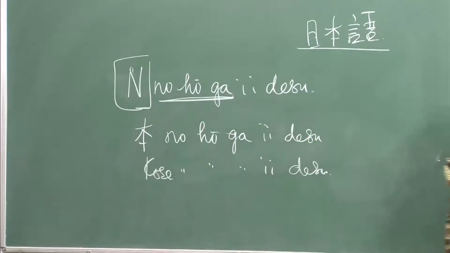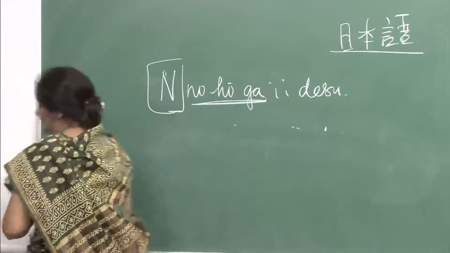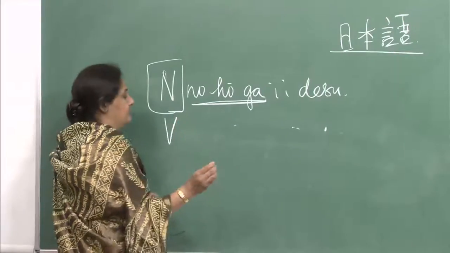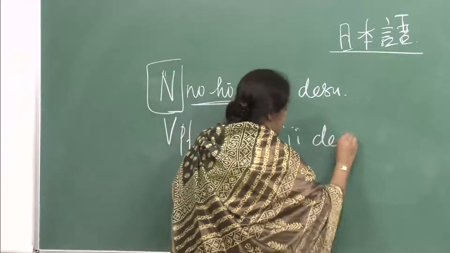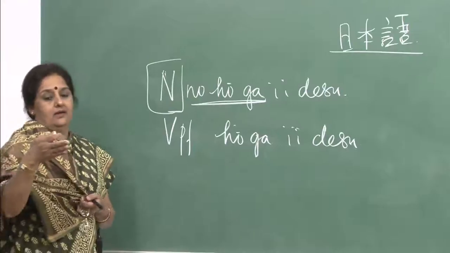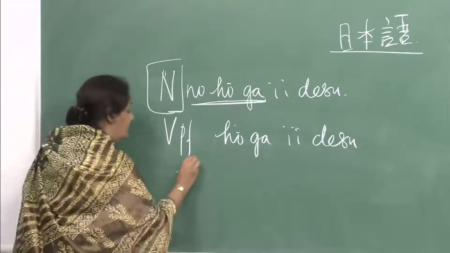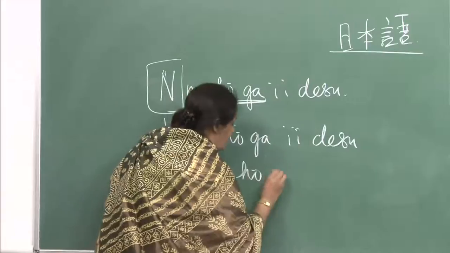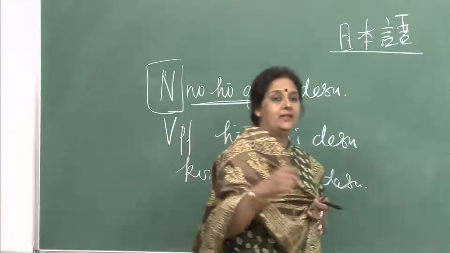Now you will see over here, something else is given. There is a verb in plain form, kiru hou ga kantan desu. When it is verb, plain form, then hou ga ii desu. Houcho de, houcho is a knife. Houcho de kiru hou ga ii desu. Pen de kaku hou ga ii desu. Enpitsu de kaku hou ga ii desu.